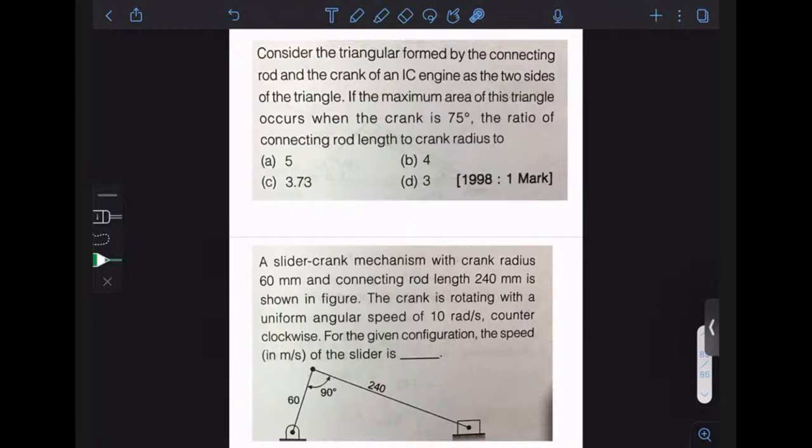Prathamesh is saying, sir, 0.509. That is wrong answer, Prathamesh. 0.509 is not present in the option. How can you give this kind of answer? That is absolutely wrong.